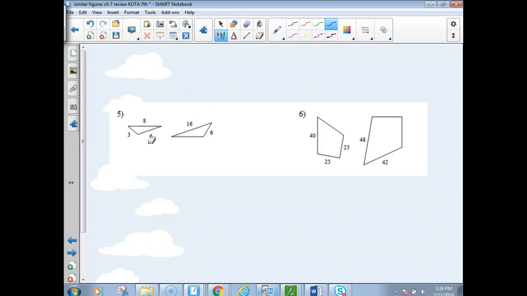Number 5, I'm going to go with the little bitty side to little bitty side. That's small, 3 to 6, reduces to 1/2. That would be your scale factor.